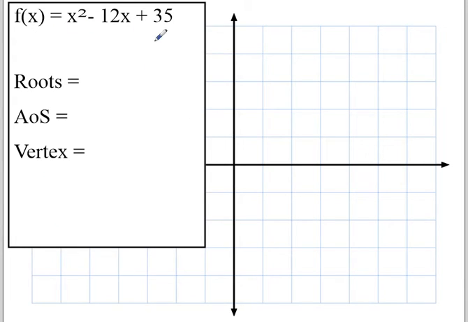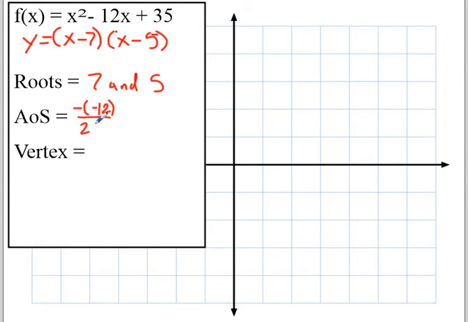So let's factor this in order to find our roots. So this would factor out into an x minus 7 times an x minus 5. If you need help with factoring, go ahead and go back and watch our videos on factoring quadratics. Since our factors are x minus 7 and x minus 5, we end up with roots of positive 7 and positive 5.